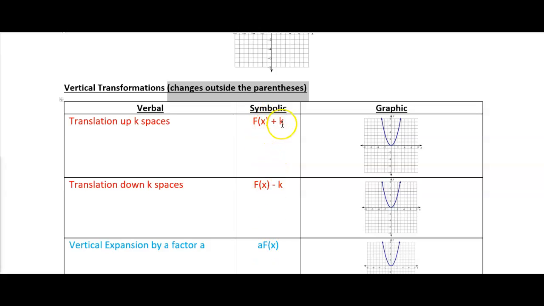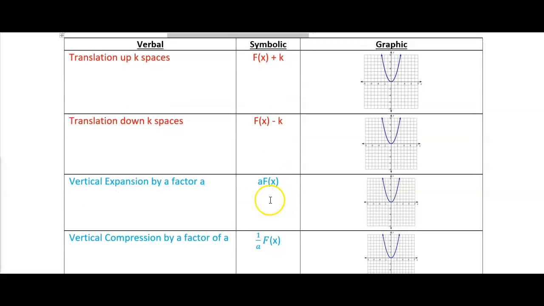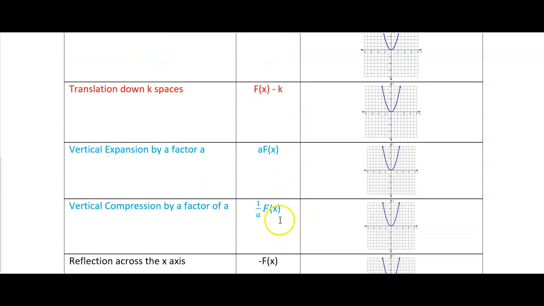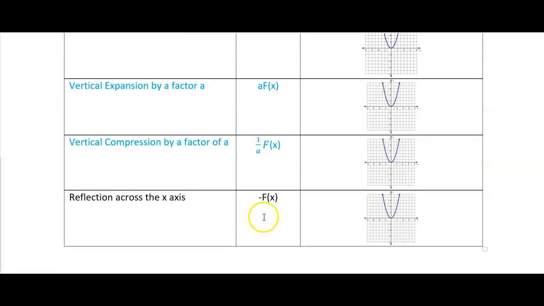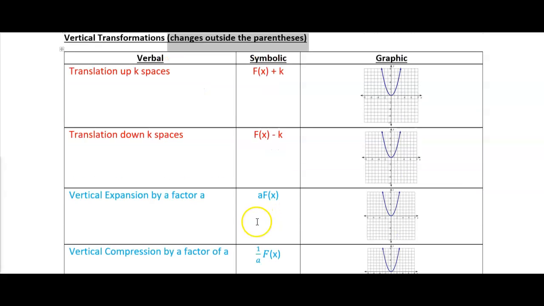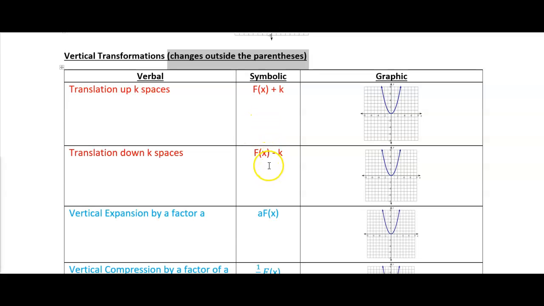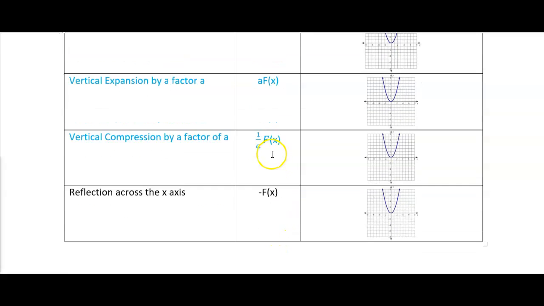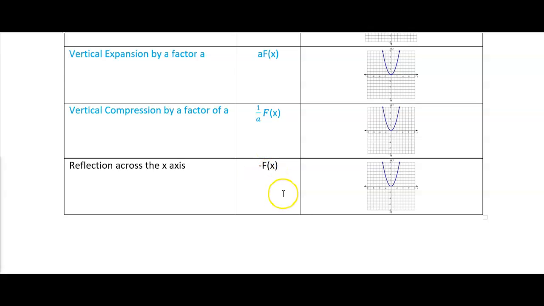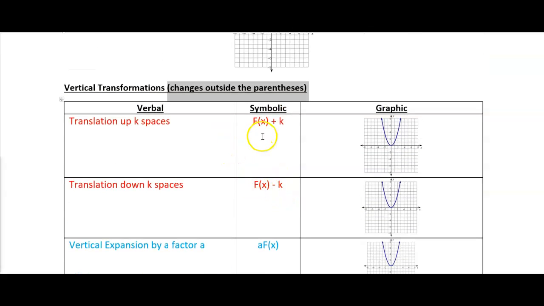First of all, I took f of x and I added a number to it. On this one here, the second one down, I subtract a number. The third one down, I multiply a number. The fourth one down, I multiply by the reciprocal of a number, or you can think of that as dividing by a number also. And then also last one, we make the outside negative. The red ones here result in translations, the blue ones result in expansions or compressions, and then the negative reflects it. So anytime you make a change outside the parentheses, that's going to affect your graph vertically.